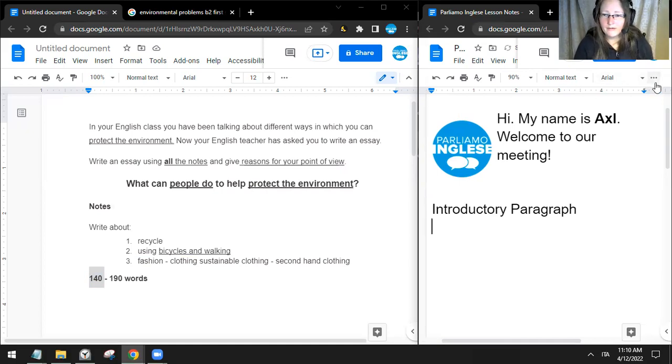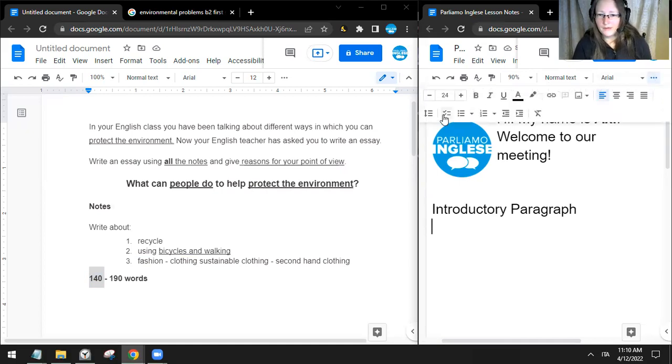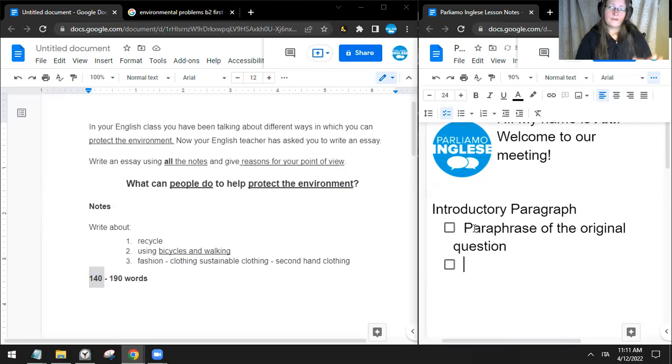The introductory paragraph always consists of roughly the same things. The first sentence is going to be some sort of paraphrase of, or reference to, the original question. And then we're going to have what I'm going to call a thesis statement. The thesis statement is going to reference the three points that you're going to talk about.